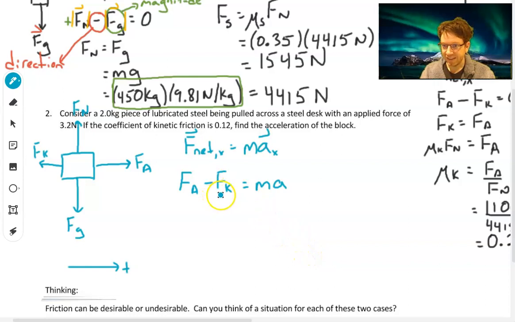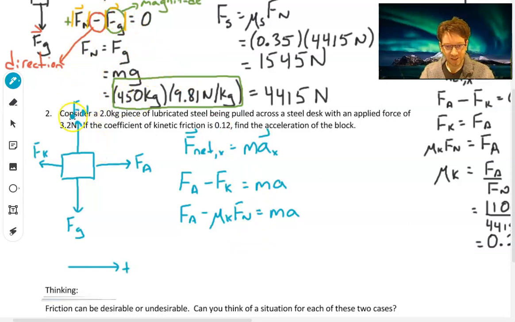All right, and applied force we know, 3.2 newtons, but I don't know kinetic friction. I know the coefficient. All right, so I can rewrite that using the equation we learned today, mu k F n, which equals ma. Okay, but here's another roadblock. I don't know the normal force either. But this is where you can do what we did before, right up here.